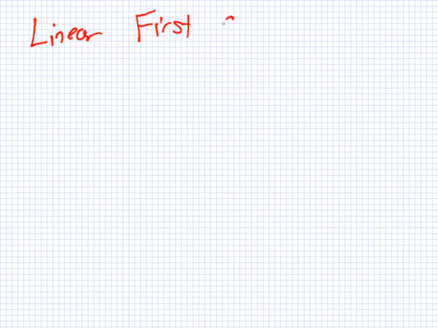Right, okay, so what we're having a look at now is something called linear first order ODE.